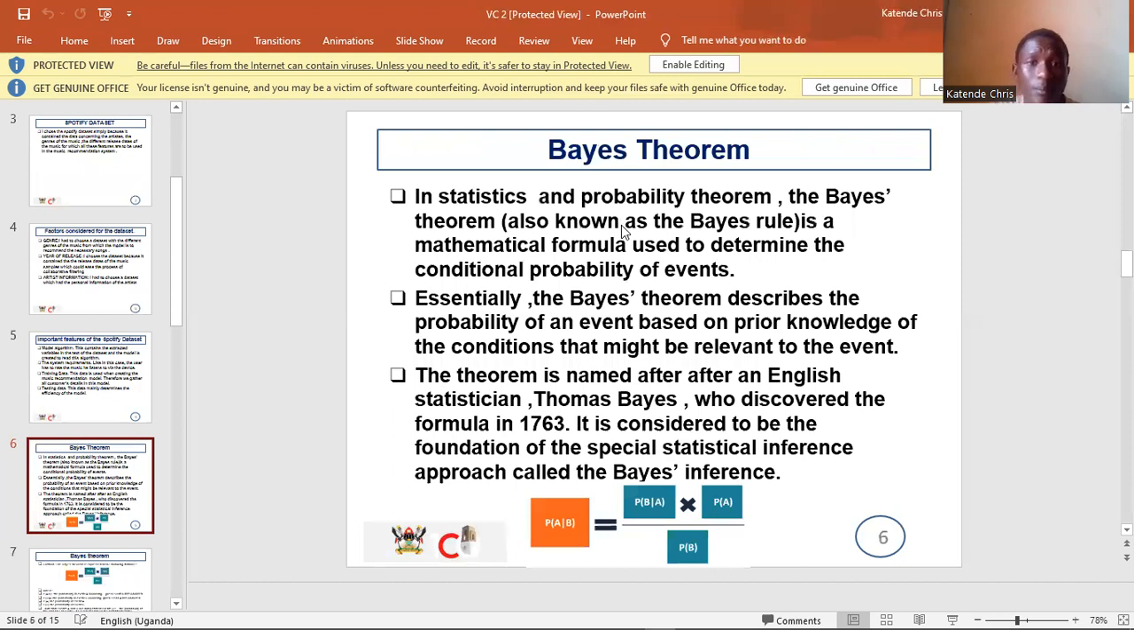So Bayes theorem, in statistics and probability theory. The Bayes theorem is also known as the Bayes rule. It's a mathematical formula used to determine the conditional probability of events. Bayes theorem describes the probability of an event based on prior knowledge of the conditions that might be relevant to the event. That is the formula, as you can see down there.